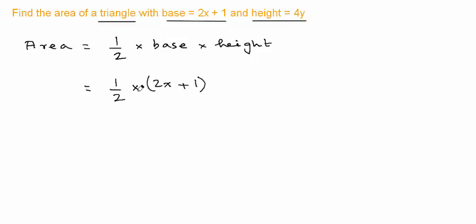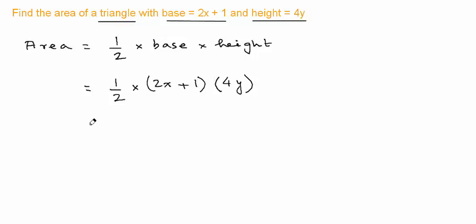This is a multiplication sign, not to be confused with the x. To avoid that confusion, you could put a dot in place of the multiplication, or even if you just avoid writing anything there and start with the parentheses, that would indicate multiplication. So 1/2 times 2x plus 1 times the height is 4y. You may or may not write a multiplication or a dot here.